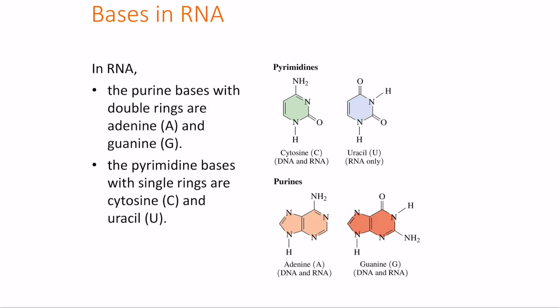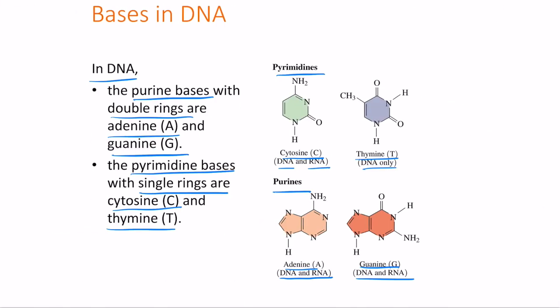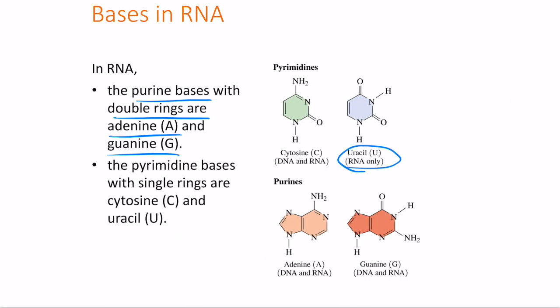In RNA, again, the purine bases with double rings are adenine and guanine. The pyrimidine base that you find only in RNA is uracil. In DNA, you find four of them. We give them the shortcut CT for pyrimidines and AG for purines. These are the ones that are present in DNA. And in RNA, you get CUAG. So in place of thymine, you get uracil.